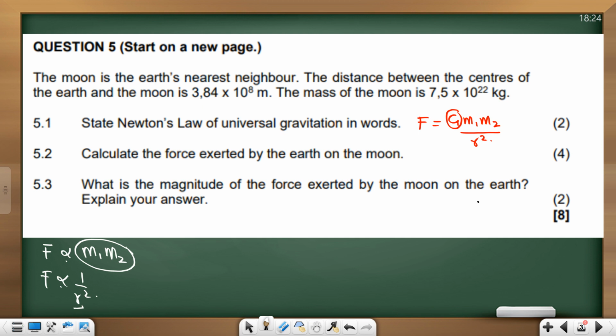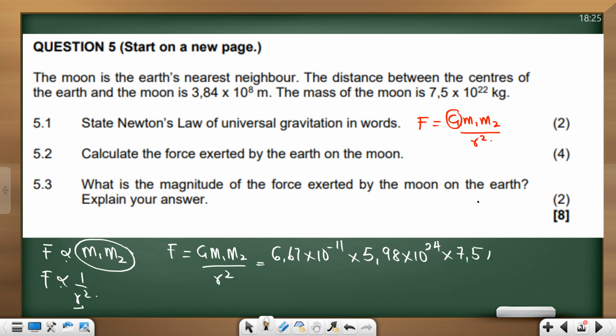Calculate the force exerted by the earth on the moon. We're simply using that formula. F equals to what? G M1 M2 over what? R squared. Do we know G? 6,67 times 10 to the power negative 11. Now, M1 becomes the mass of the earth, and that's also a constant value. 5,98. Or, do we know the mass of the moon? Yes. What is it? 7,5 times 10 to the power what? 22 over.